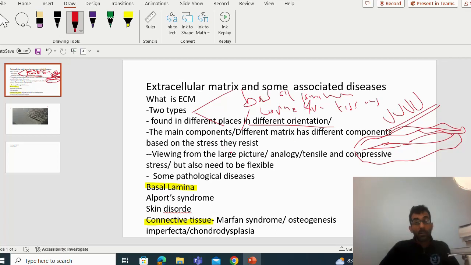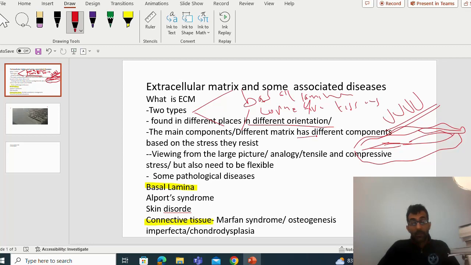The main components of the matrix are collagen, the fibroprotein, and the proteoglycan and glycoprotein. Proteoglycan contains glycosaminoglycan, is sulfated, and has amino acid. It is rich with negative charge. The more negative charge in the structure, the more it attracts water, which gives the structure rigidity. That's important to protect the structure from outside pressure and forces.